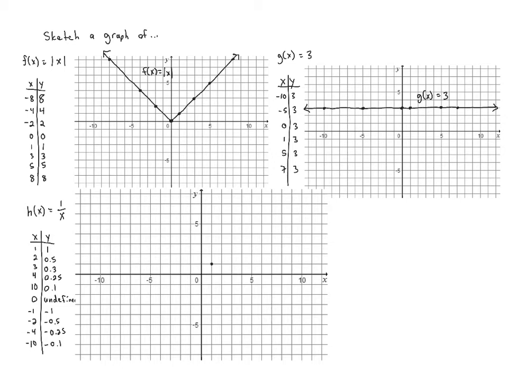So let's start plotting our points. (1, 1) is right here. (2, 0.5) is going to be right there. (3, 0.3) is about there. (4, 0.25) is right about there. (10, 0.1), that's barely over the x-axis, just barely. And if we look at what's going on in this part of the graph, we end up getting a smooth curve that's getting smaller and smaller, closer and closer to the x-axis.